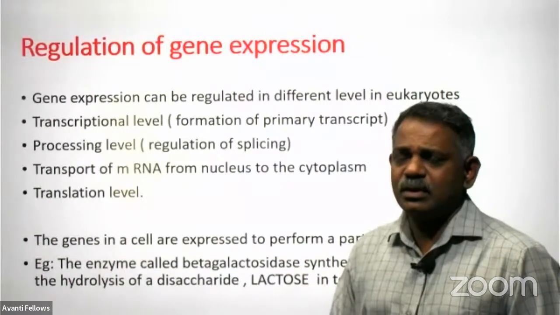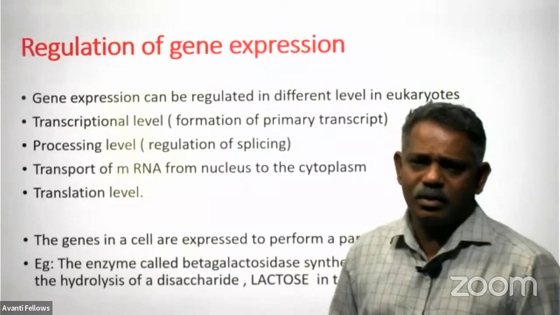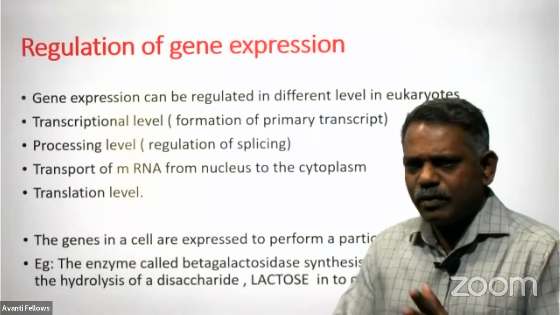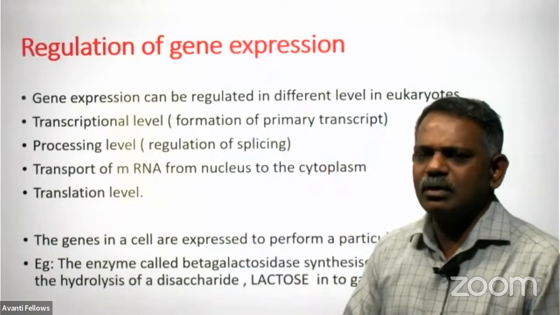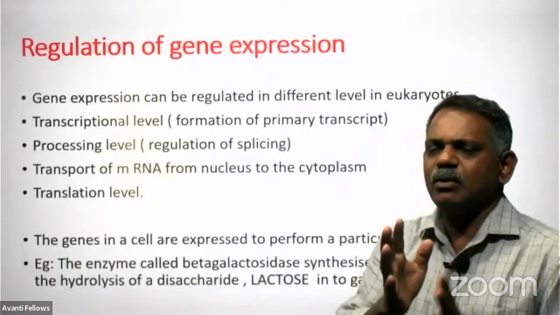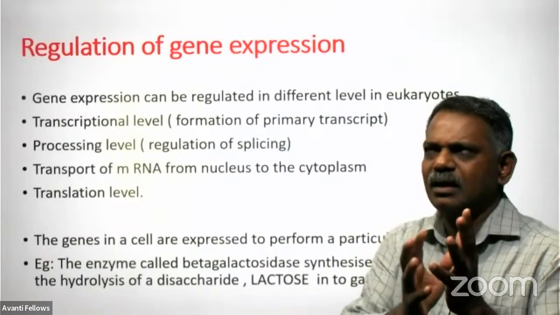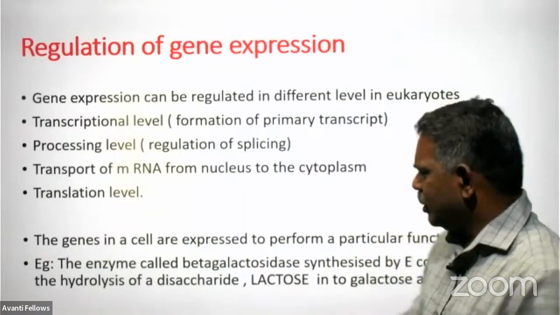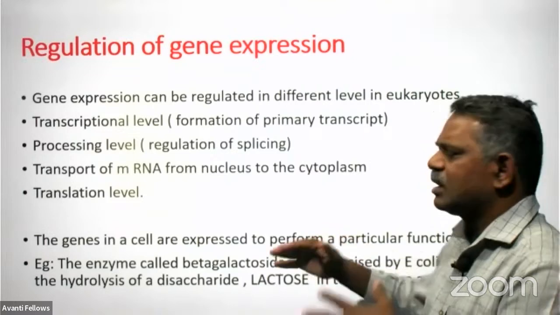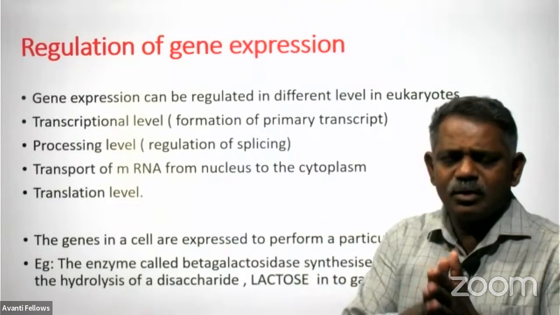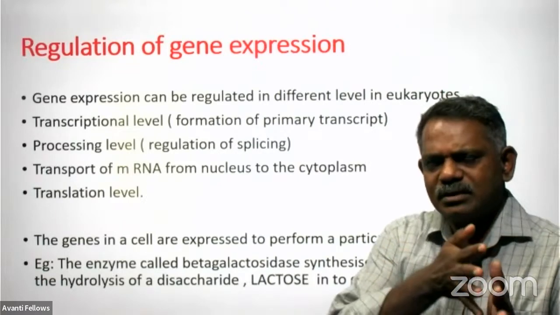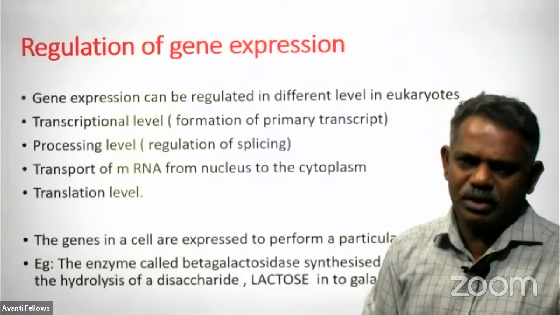See, maybe you have heard about the lac-operon. What is the lac-operon? It is the regulation of gene expression only. There is a gene in the body of E. coli to produce this enzyme called beta-galactosidase. But E. coli is not producing the beta-galactosidase enzyme continuously in its body.